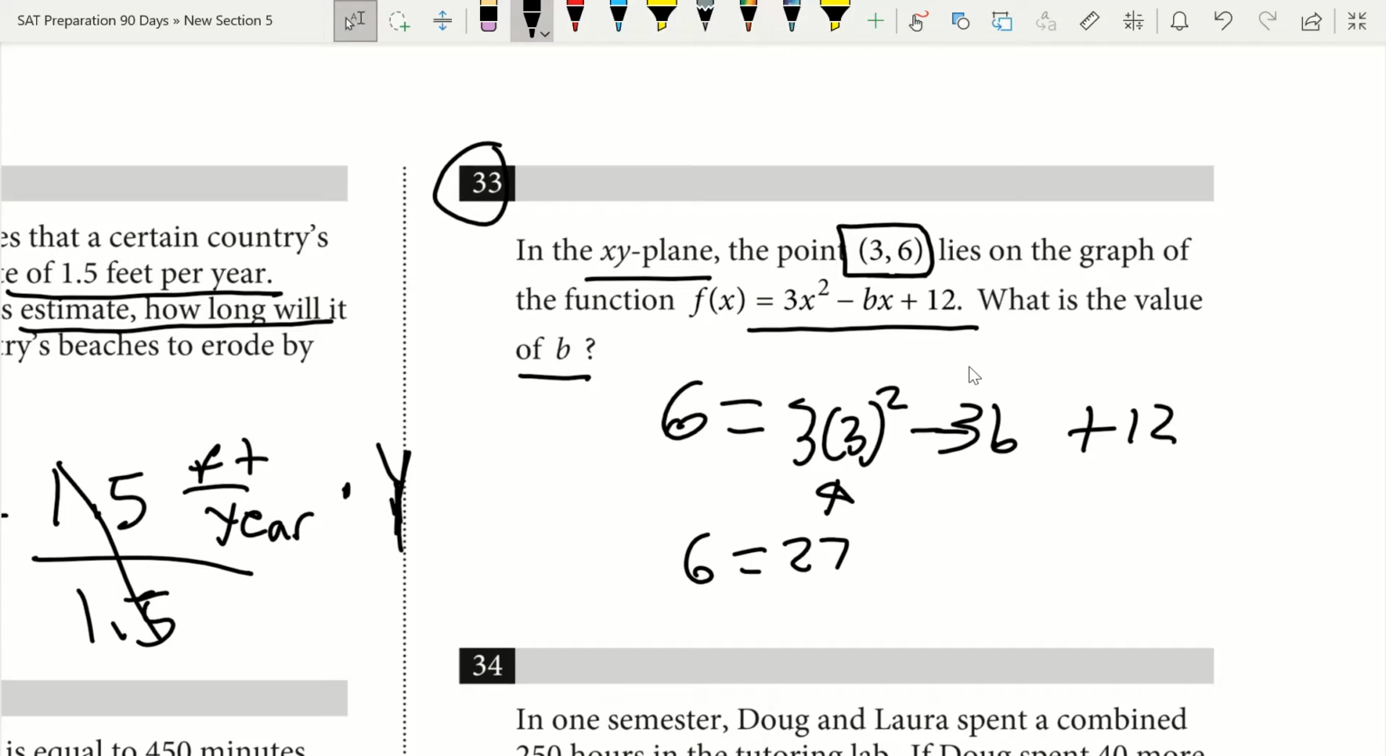So we got 6 equals 27 plus 12. 27 plus 12, that's going to give us 39, right? I'll go ahead and do that right here. 39, and we still have that minus 3b. So we got 39 minus 3b equals 6.